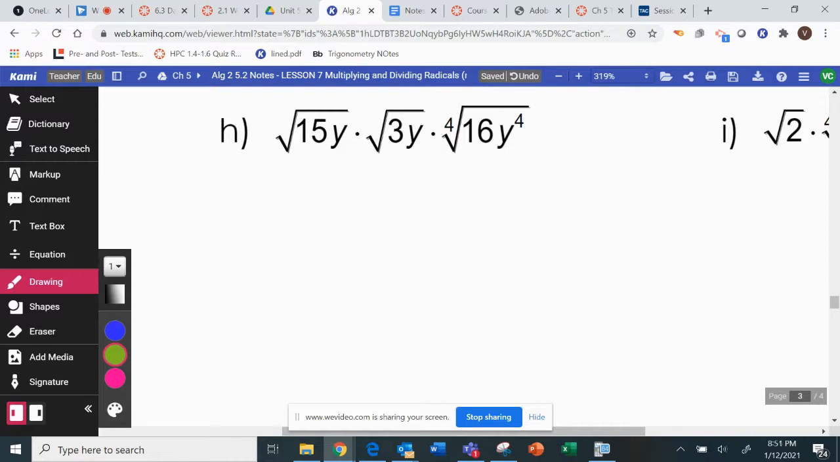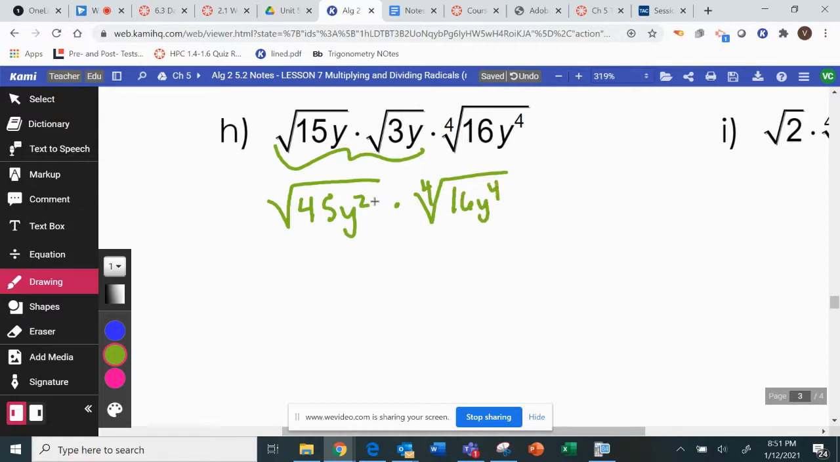Okay, question H. So these are both square roots, and that one is a 4th root. So square roots, I'm going to multiply those together. 15 times 3 is 45, and then y squared. And then we've got the 4th root of 16, y to the 4th. Okay, so 45, I can break down that square root to be 9 and square root 5, and then square root of y squared is y.